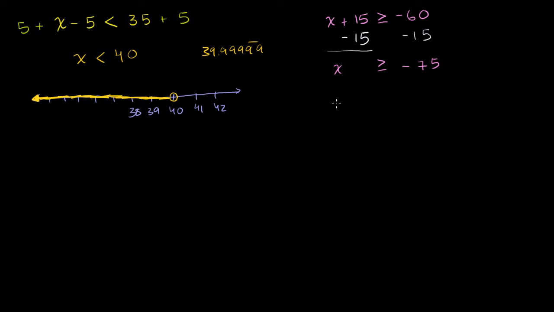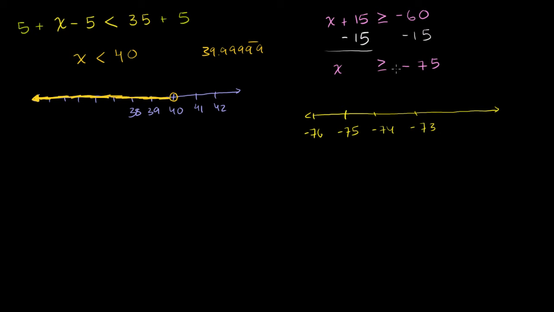Let's graph it on the number line. So let me draw a number line here. I'll have, let's say that's negative 75. That's negative 74. That's negative 73. That's negative 76, and so on and so forth. I could keep plotting things.